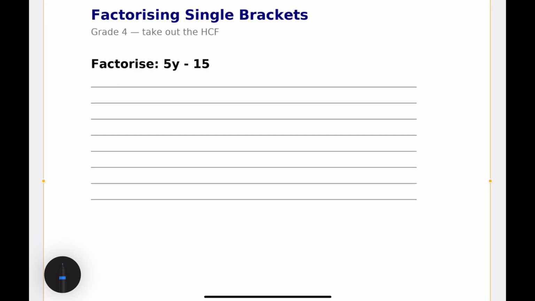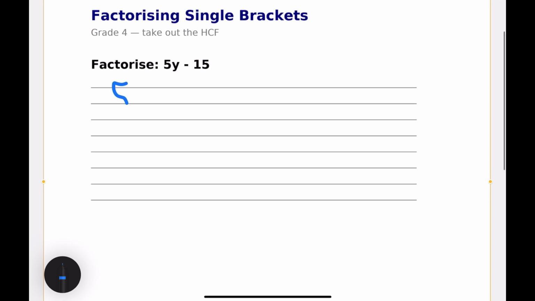Okay, next question. From now on, before I show you the solution, I'd recommend you pause the video, have a go yourself, then play the video and watch the solution. So for this question, we are doing 5y minus 15. I know that the highest common factor is 5, so we'll do 5 outside the brackets. And we've only got a y term for one of the terms, so we know that y cannot be a factor.